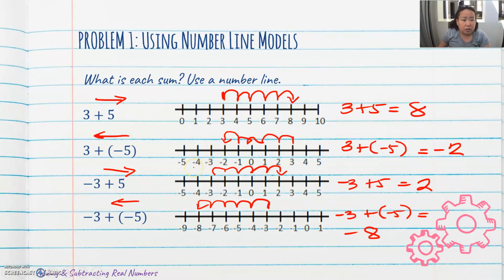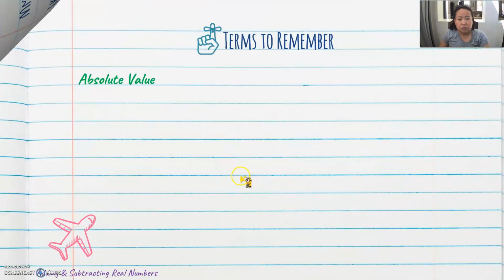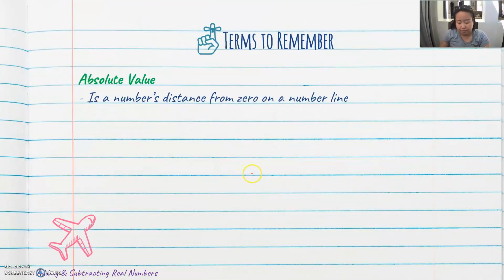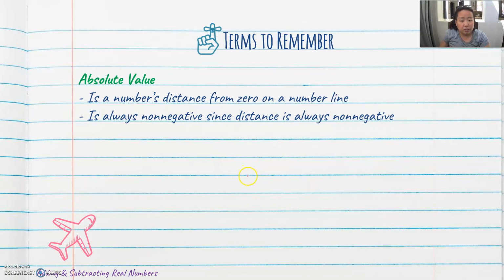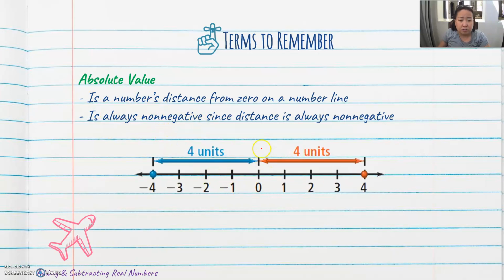All right. Now we cannot always use the number line to do that, and so we have some terms here that will help us do our addition of real numbers way easier. When we talk about absolute value, it is the number's distance from 0 on a number line. Absolute value is always non-negative. Distance is always a non-negative value. So whether you have a positive number or a negative number, absolute value is just talking about its actual distance.